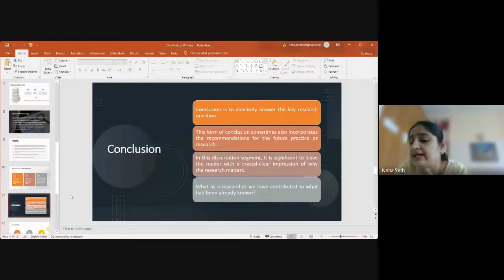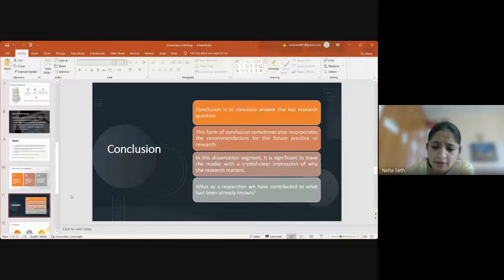This particular chapter, the conclusion, is significant to leave the reader with a crystal clear impression of why the research matters. By this chapter, it should be very clear to the reader why this research was conducted, what the results of this research are, and how this research could be useful to society and to the stakeholders of that particular research. What we as researchers have contributed to what has been already known, so what was already existing and what additional knowledge is being imparted by our research work, should also be mentioned in this chapter.